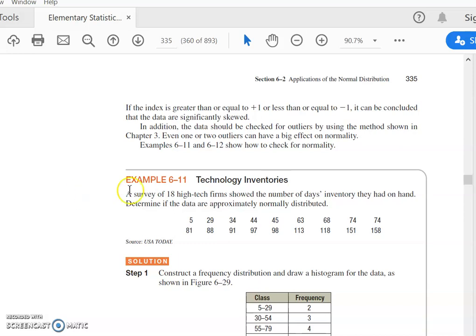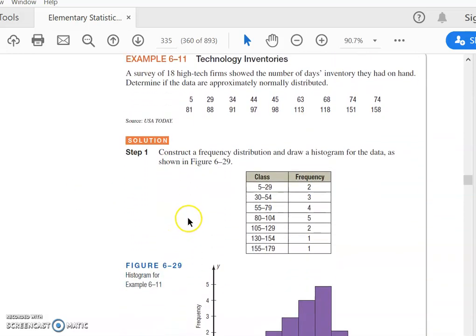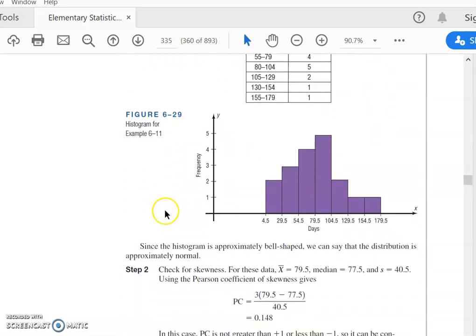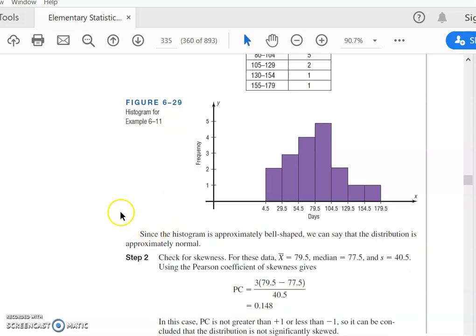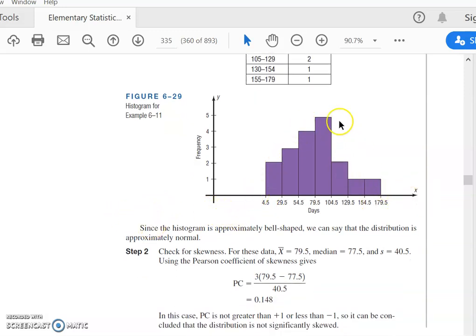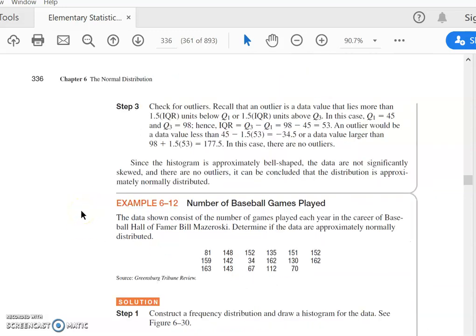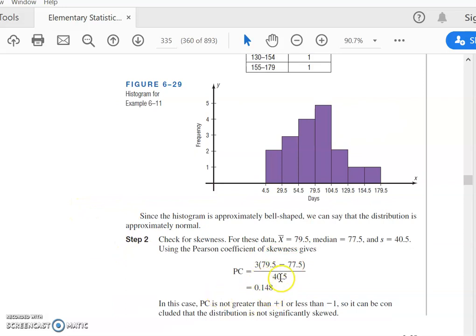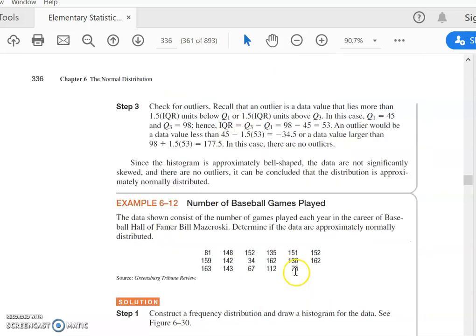And here's a couple of examples. You go ahead and look at those, but I'm not going to be testing you on those, and I'm not asking you to do the chapter quiz. I just want you to know that these methods do exist, okay? And here's an example of drawing a histogram, and it looks approximately bell-shaped, okay? And for this particular data set, he cranks through it, and he calculates the Pearson coefficient, and as you can see, it's not greater than +1. It's not less than -1. So we say, well, it's not significantly skewed. And you check for outliers. There's a kind of complex way of doing that. It looks harder than it is, but there's a way of doing that, and there are no outliers. So you say, hey, listen, the histogram is approximately bell-shaped. The data is not significantly skewed. There are no outliers. What the heck? We can call this approximately normally distributed.